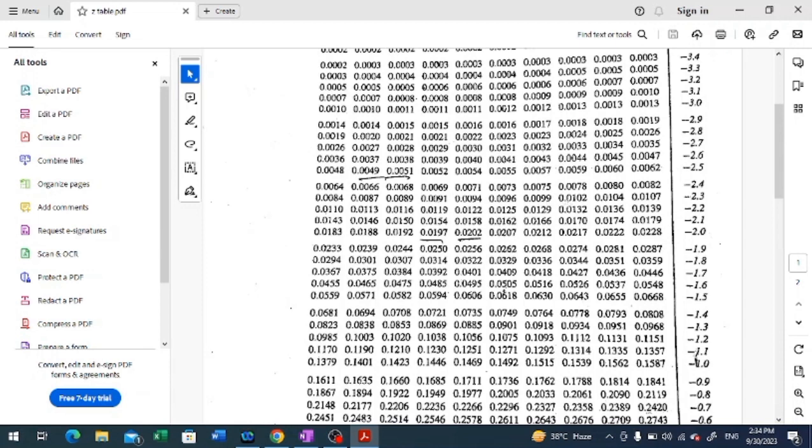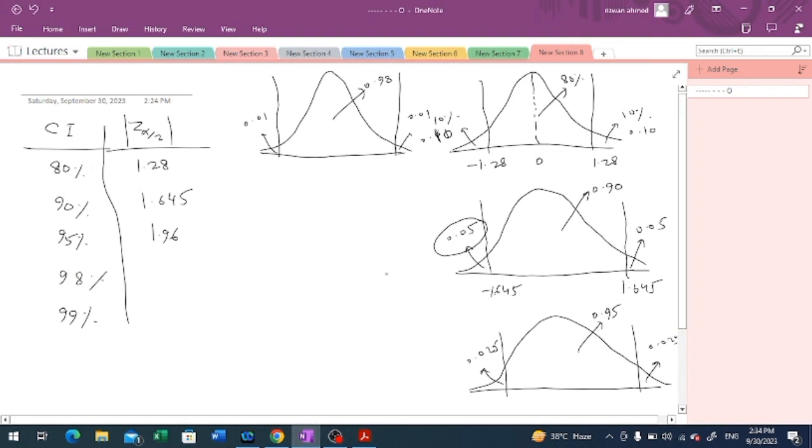So minus 2.32 and minus 2.33 will give us the average of minus 2.325 and plus 2.325 for both lower and upper bounds, and we can code this value as the z value corresponding to 98% confidence interval.